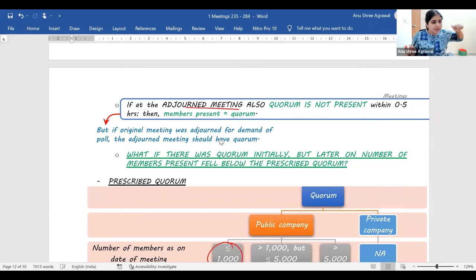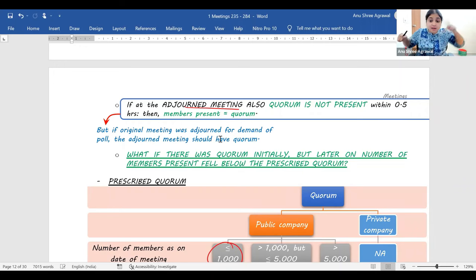But guys, listen, the first meeting was adjourned not because of quorum. It was adjourned because of some other purpose. It was getting late. Shareholders wanted to leave. That is why we adjourned the meeting. Now, in this adjourned meeting, do I need quorum?